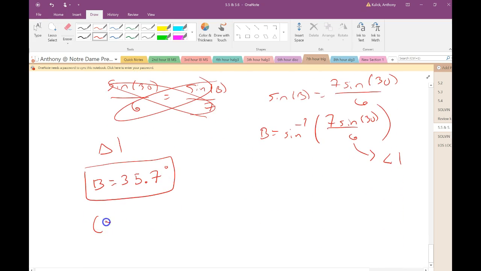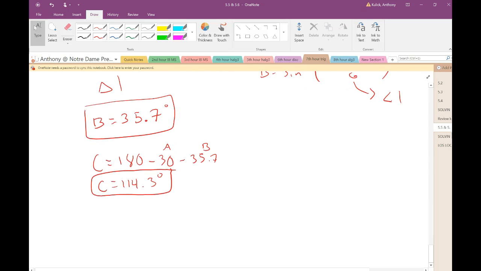So how can I find angle C in triangle 1? Yeah, I know there's 180 degrees total. I know angle A was 30. I know angle B is 35.7. So angle C has to be 180 minus 30 minus that. So 114.3 is what I got. Everybody okay there?